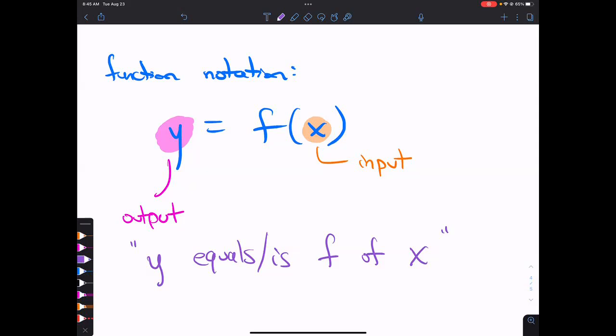So when we wrote our formula down for the pay thing, what did we write? P equals 12T or something, right? So P is a function of T, because I'm using T to write down the rule part of it, the formula part.